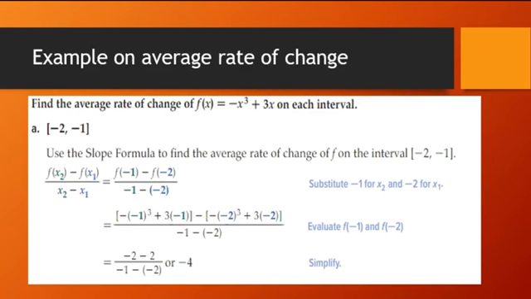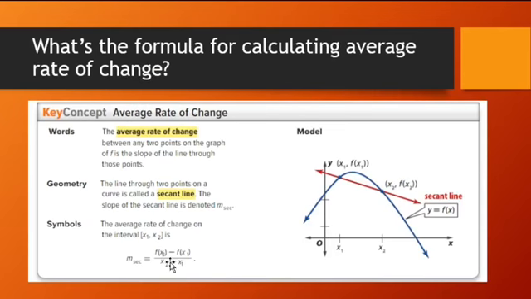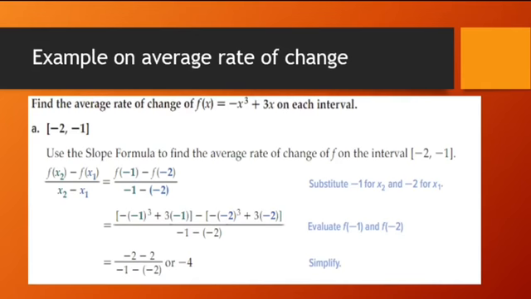Example on average rate of change. Find the average rate of change of f of x equals negative 3x cubed plus 3x on each interval. The first interval is negative 2 and negative 1. Now, we will use the slope formula to find the average rate of change of f on the interval minus 2 and minus 1. We will use this formula to determine the average rate of change.